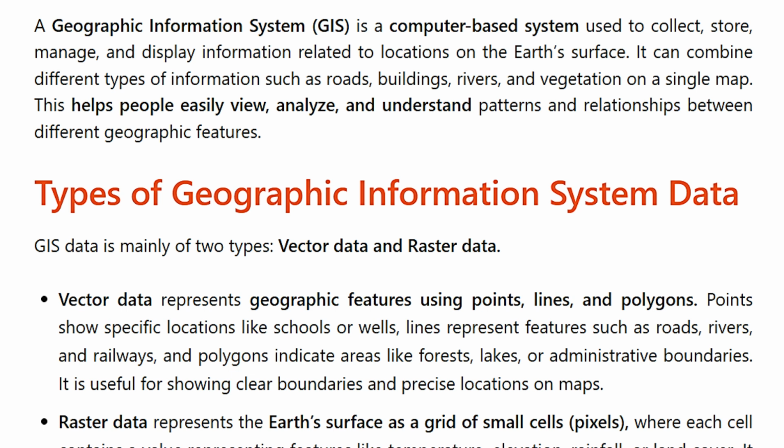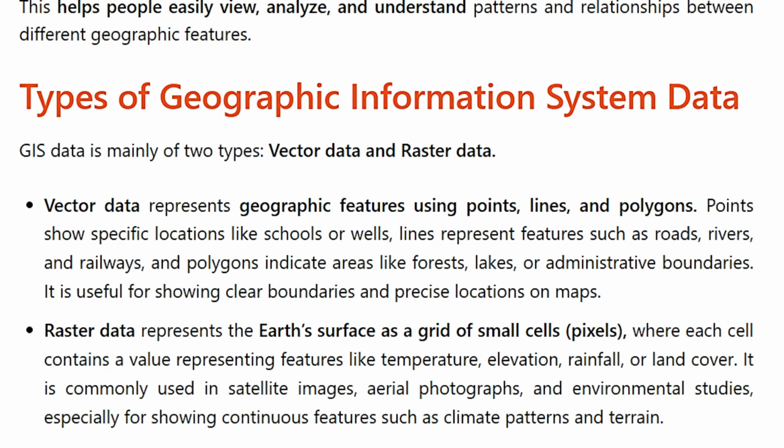Types of geographic information system data. GIS data is mainly of two types: vector data and raster data. Vector data represents geographic features using points, lines, and polygons. Points show specific locations like schools or wells, lines represent features such as roads, rivers, and railways, and polygons indicate areas like forests, lakes, or administrative boundaries. It is useful for showing clear boundaries and precise locations on maps.